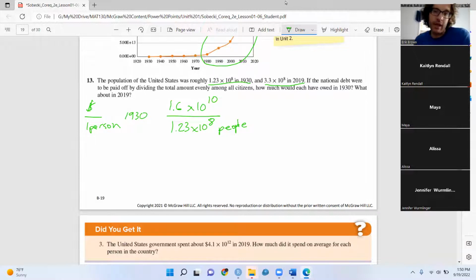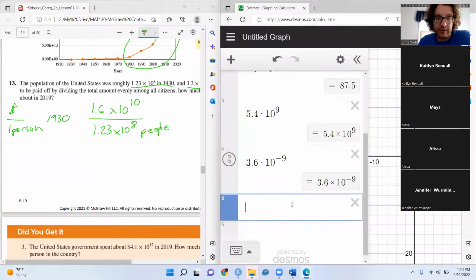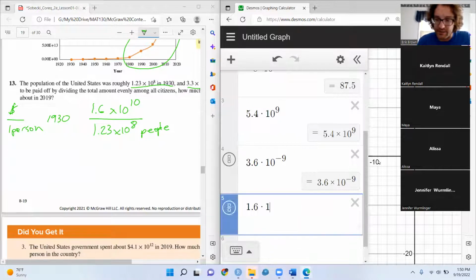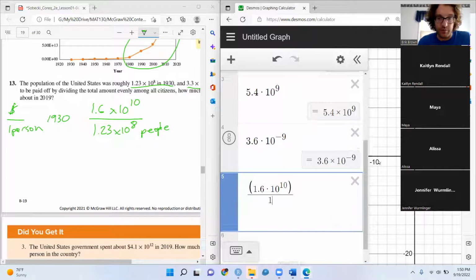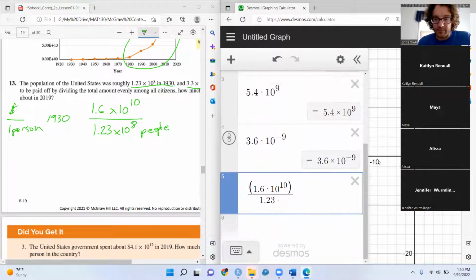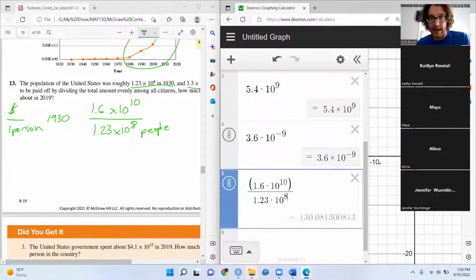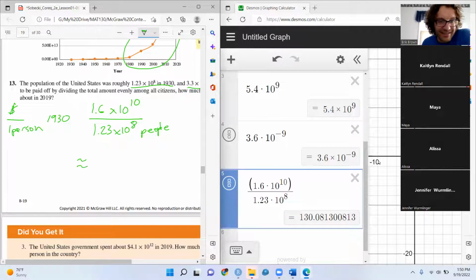So how much would we have to pay off then? Well, let's figure that out. That's what Desmos is for. 1.6 times 10 to the 10th divided by 1.23 times 10 to the 8th. What? That's it? Does that blow your mind? All we had to do is have every US citizen pay $130.08. And we would have been a debt-free nation per one people.